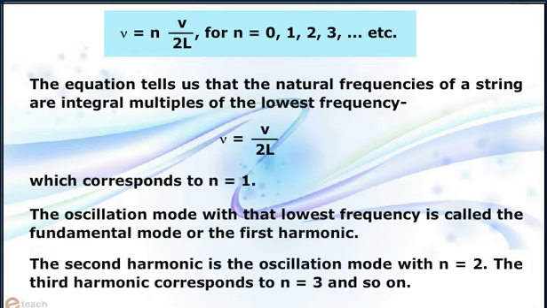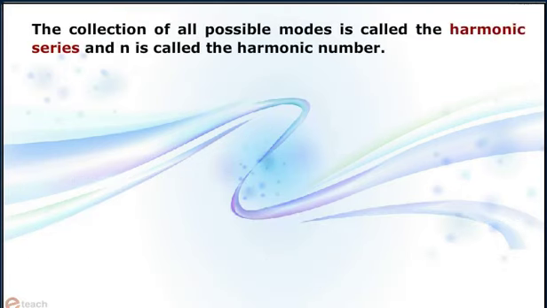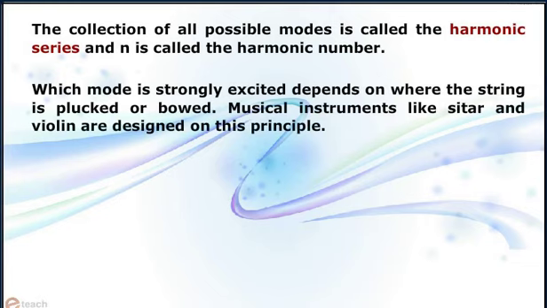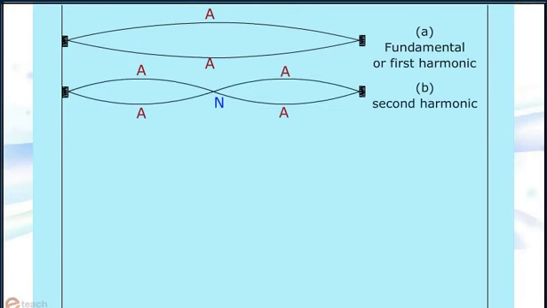The second harmonic is the oscillation mode with n equals 2. The third harmonic corresponds to n equals 3 and so on. The collection of all possible modes is called the harmonic series and n is called the harmonic number. Which mode is strongly excited depends on where the string is plucked or bowed. Musical instruments like sitar and violin are designed on this principle. Here you can see images of a few harmonics.